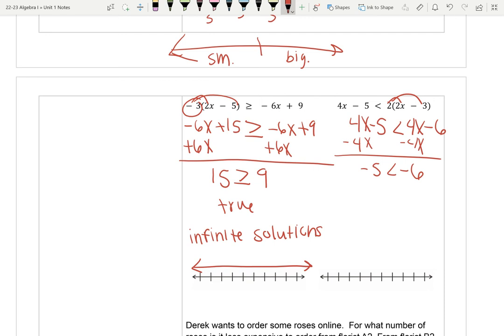So this is not true. Negative 6 would be the smaller number. So this is false. And if it is false, it is no solution. And when there's no solution, you leave the graph blank. You don't put anything on it.